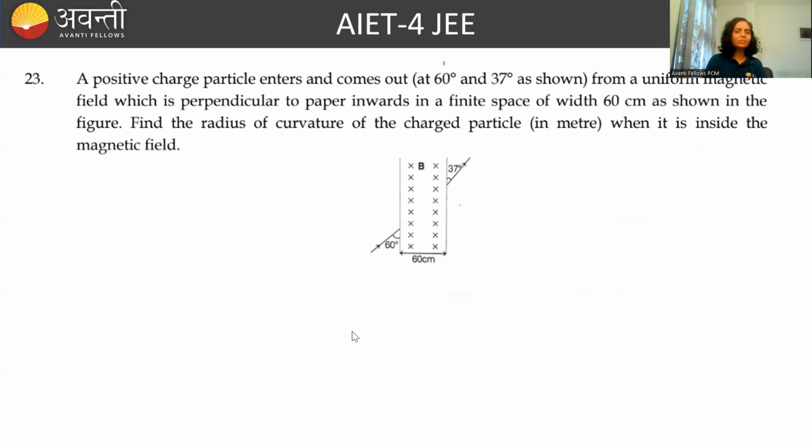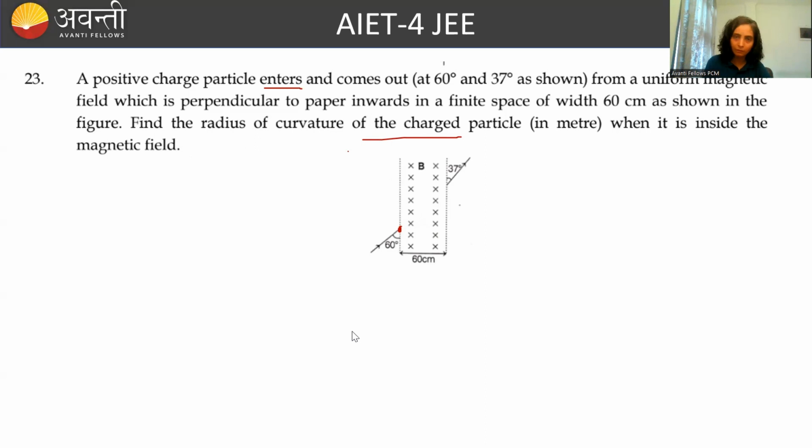Now let's move on to this question. Again, this is a question of geometry. Nothing else you need to do here. This question is very simple. There is a positive charged particle and it enters and comes out at 60 degrees and 37 degrees as shown, from a uniform magnetic field which is perpendicular to the paper, inward. So everything is given here. This distance is 60 centimeters. Find the radius of curvature of the charged particle when it is inside. So here it is entering. Now just see it when it enters the magnetic field.